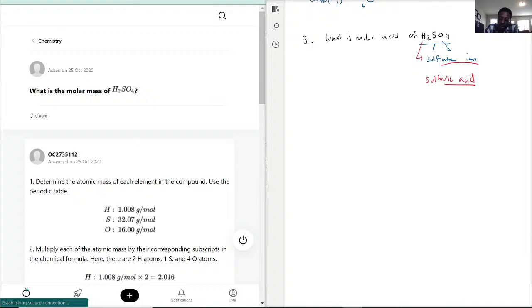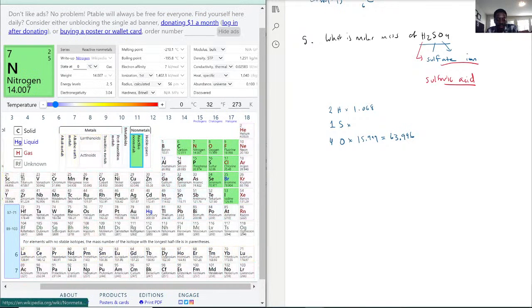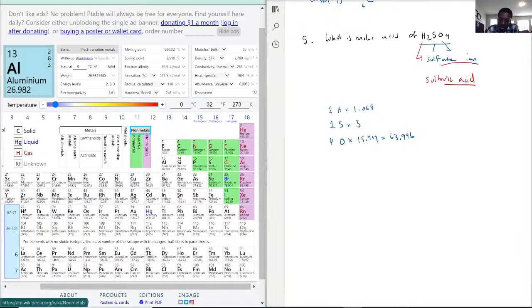So with that being said, same process: 2 hydrogen, 1 sulfur, and 4 oxygen. And as I said, when you've done it enough times, you get really used to the number 15.999. And sulfur, unfortunately, I don't have that one memorized. Not that good. Let's see here. 32.06. So 2 times hydrogen is 2.016. And 32.06. We add it all together.